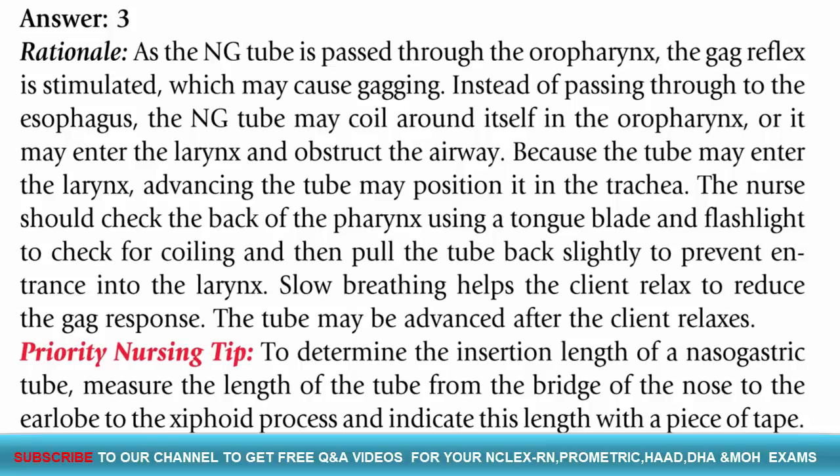The nurse should check the back of the pharynx using a tongue blade and flashlight to check for coiling and then pull the tube back slightly to prevent entrance into the larynx. Slow breathing helps the client relax to reduce the gag response. The tube may be advanced after the client relaxes.